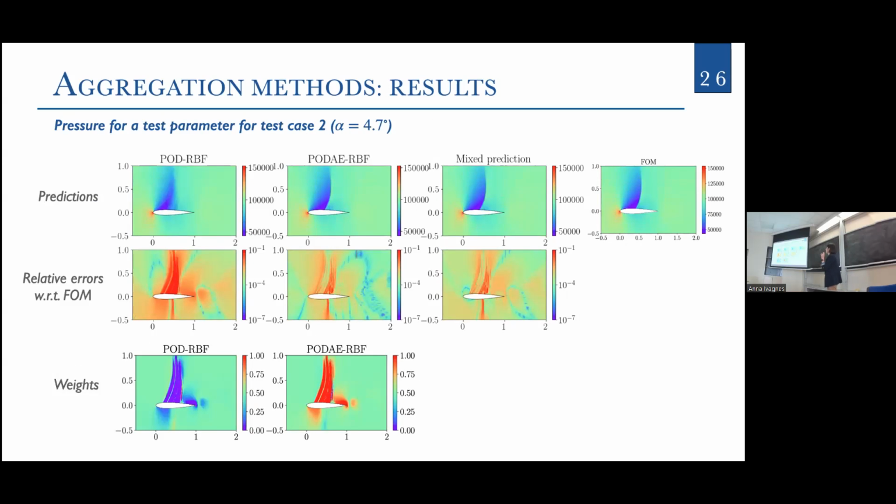Okay, this is another example, for the pressure field in this case. Again, you can do similar considerations. Here again the weights are, of course, higher for the autoencoder-based approach. But in this case there are regions like this one here where the weights for the autoencoder are lower and for the POD are high.